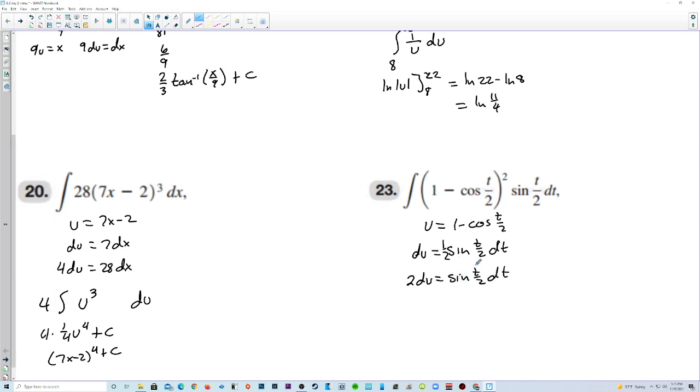Now we have the sine t over 2 dt here. And that's going to be replaced with 2 du. And then we have u squared. So 2 times 1/3 u to the third plus c. So that's going to be 2/3 times 1 minus cosine of t over 2 to the third plus c.